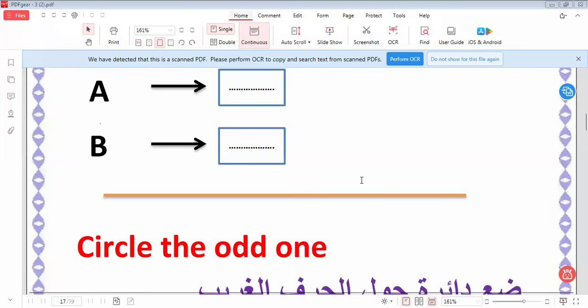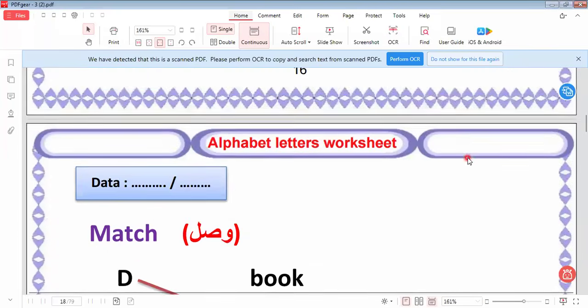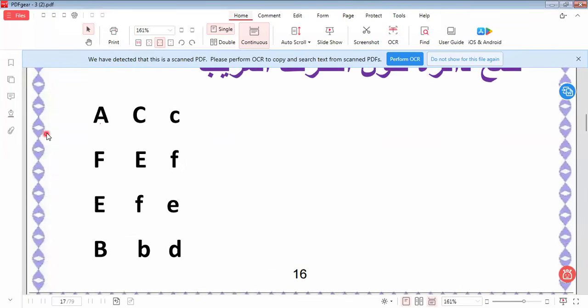So here we say select the odd one from these letters. Here we have A is the difference. C capital and C small. F capital and F small. So the difference here will be E. The difference here will be F. The difference here will be D.